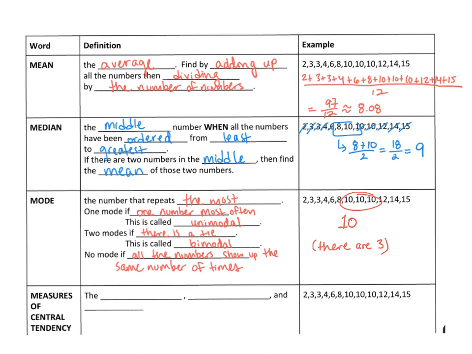And again, guys, the last thing down here is measures of central tendency. The measures of central tendency are just those last three things that we talked about: the mean, median, and mode. So whenever I ask for the measures of central tendency, that's what I'm asking for. Okay, let's keep moving on.